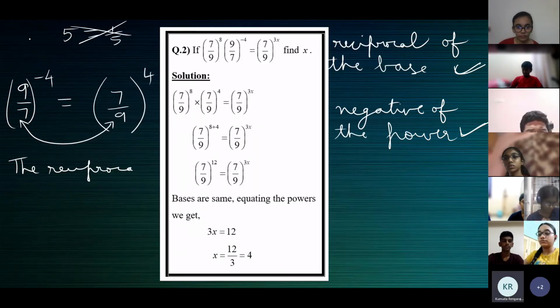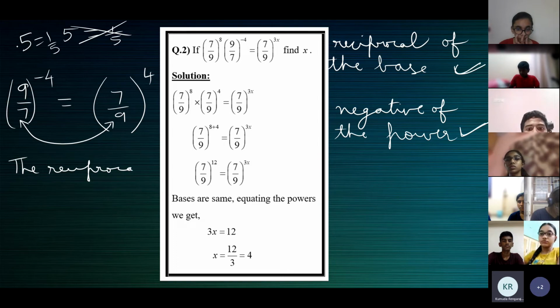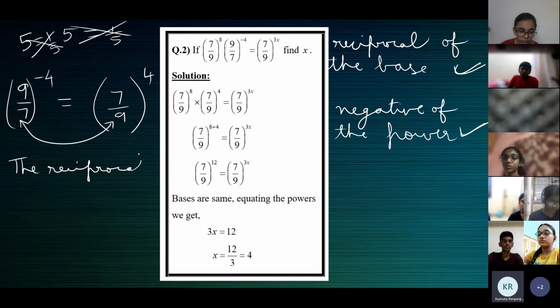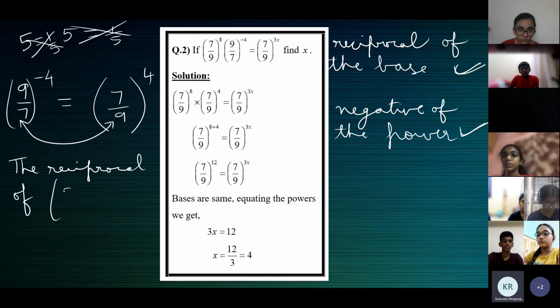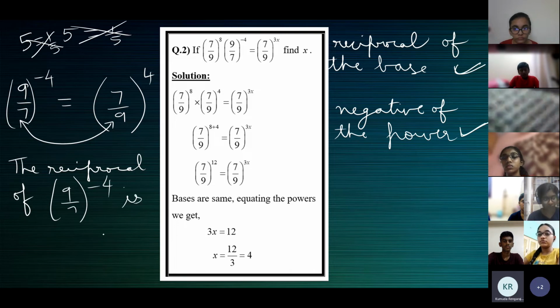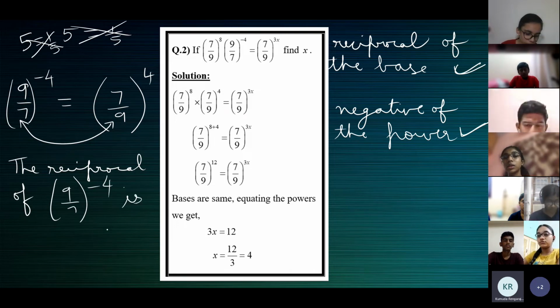All right. So see, 5 is not equal to 1 by 5. We say the reciprocal of 5. You should write that the reciprocal of 5 is 1 by 5. You cannot write 5 is equal to 1 by 5. Similarly, the reciprocal of (9 by 7) to the power minus 4 is... What is the reciprocal? You can write the reciprocal in two ways. Apply any one rule.